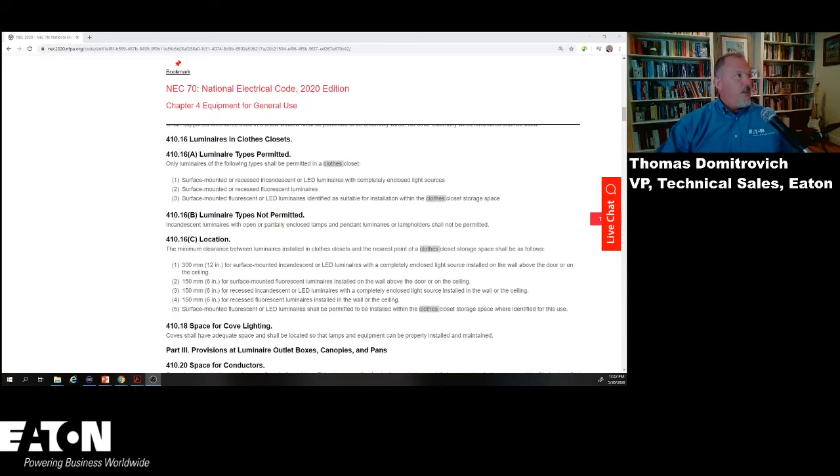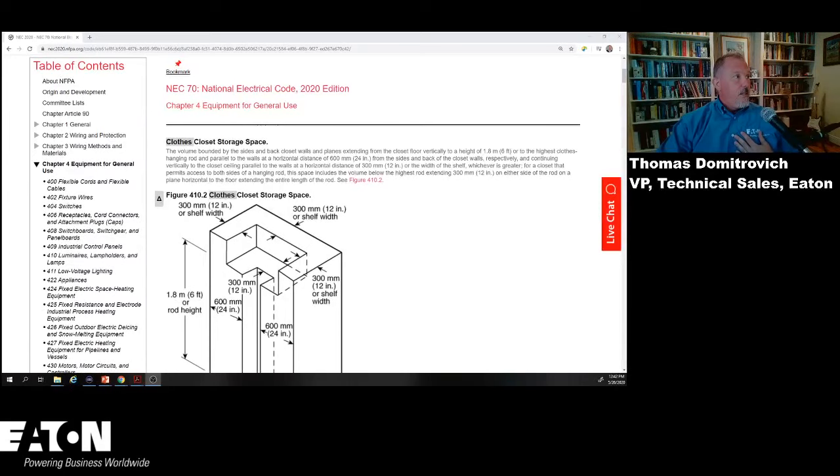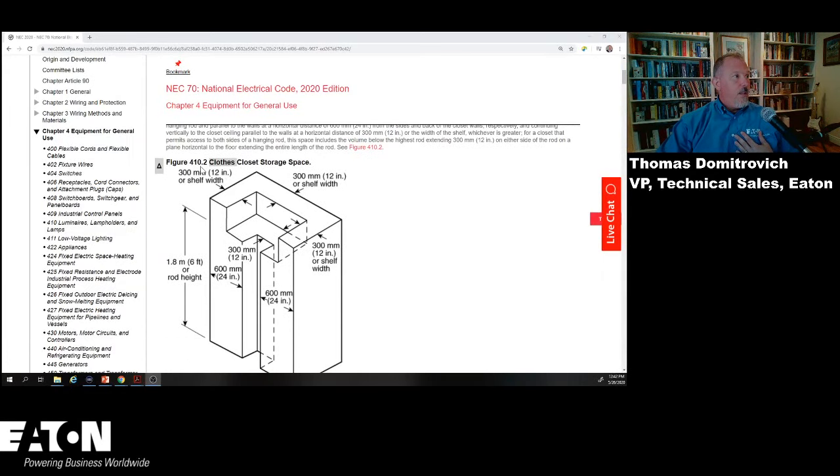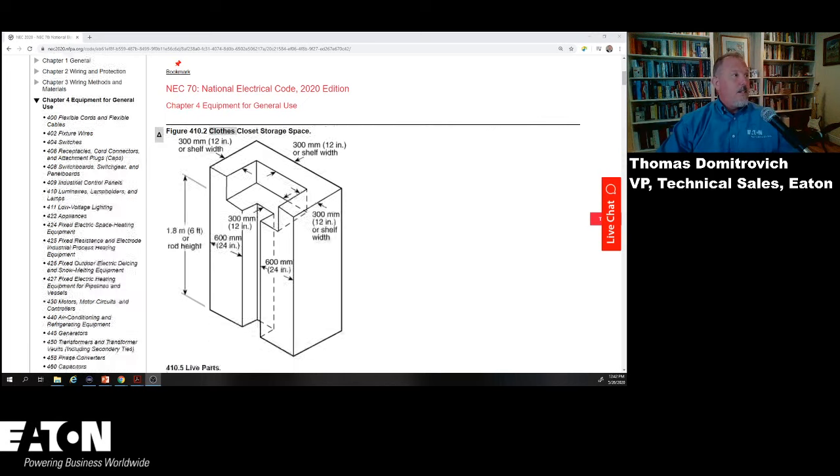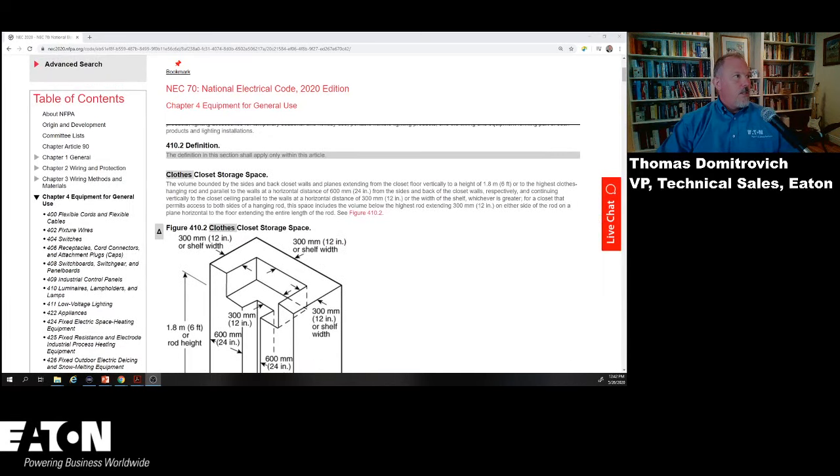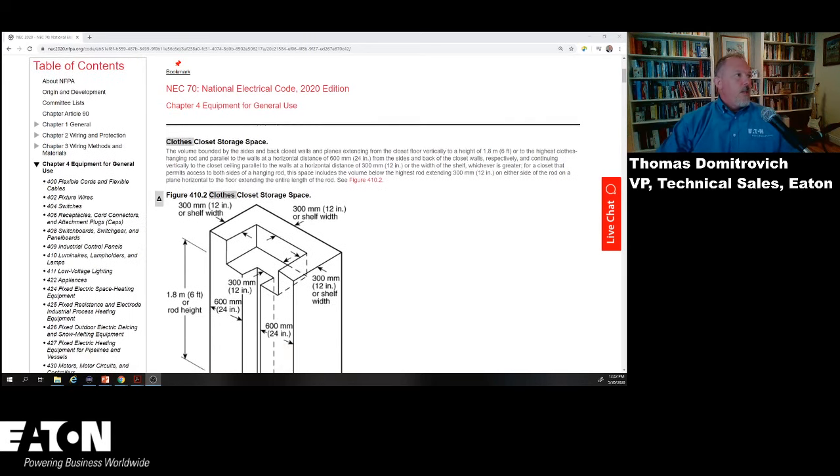So now, if that's the case, what I would have suggested is that should be a figure 410.16. And 410.2 is always, well, no, there's a definition. So clothes closet. So they changed the definition of closet storage space to clothes closet storage space, because apparently closet storage space isn't used anywhere. And that's interesting. So it looks like they did an alignment with where the terminology is being used.